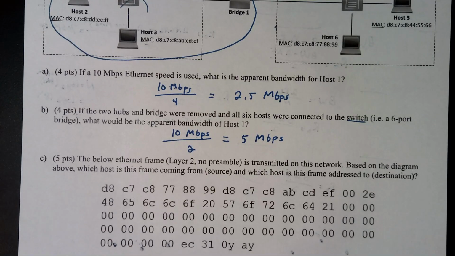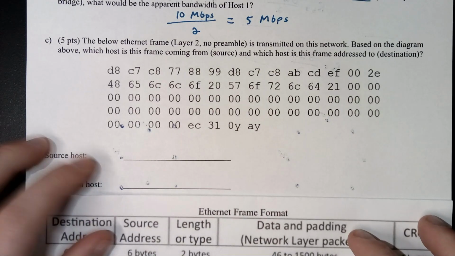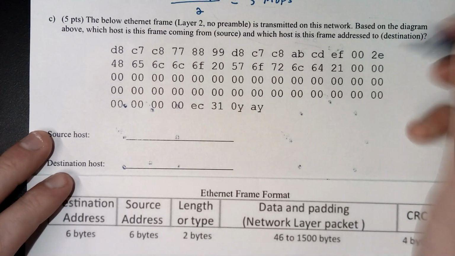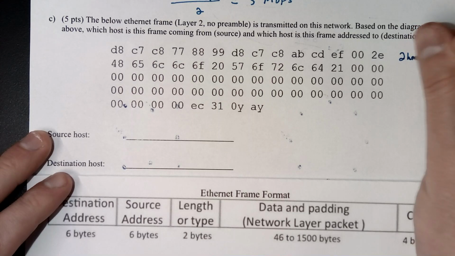Going on to part C: the Ethernet frame, layer 2, no preamble, is transmitted on the network based on the diagram above. Which host is this coming from and which host is it addressed to? Here we're going to use the frame format given to us. We have the number of bytes, and we really need to remember that 2 hex digits equal 1 byte for this problem.